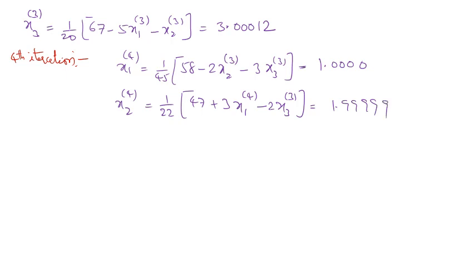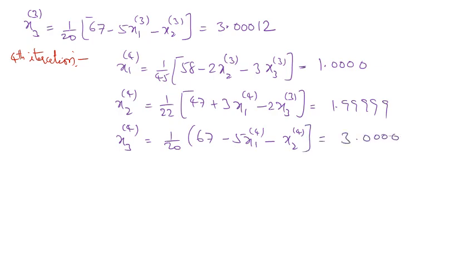1.559. Next one, x3 value at the fourth stage is 1/20 (67 minus 5x1 at the fourth stage, known, and x2 is also at the fourth stage, known). So this value is 3.000, right? This is the fourth iteration. Now let us see whether 3 decimal accuracy is acquired or not.